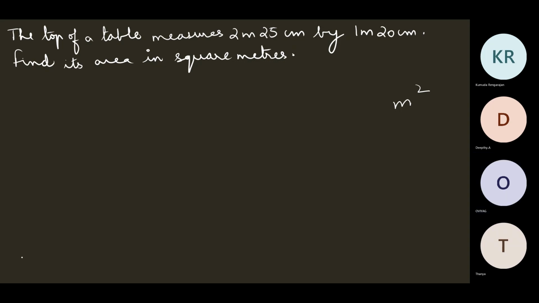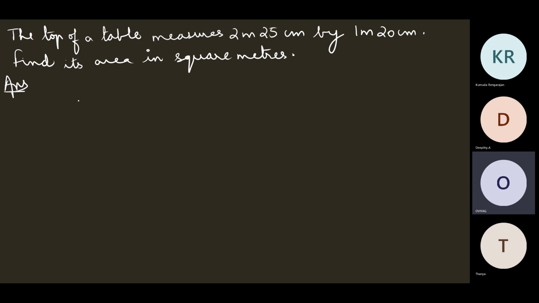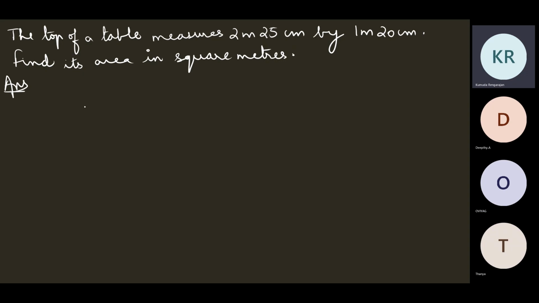Excuse me, ma'am. I have a doubt, ma'am. If they have given a sum like this, how do we find which one is the length and which one is the breadth? The first one is the length, the second is the breadth. It's always length by breadth. Okay, ma'am.